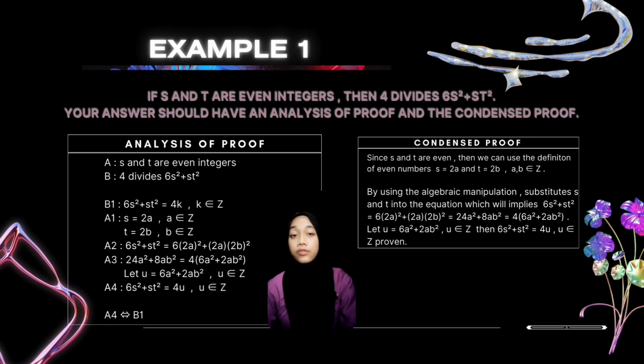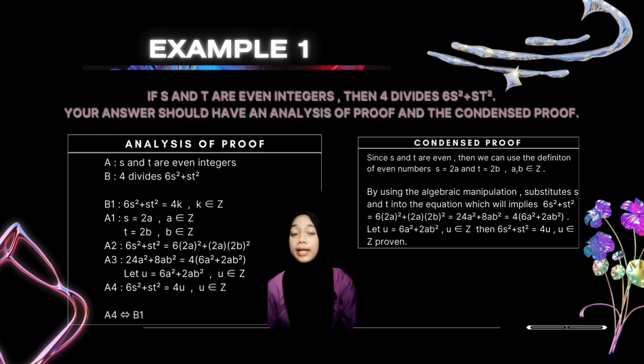Okay, so for B1, we're going to turn it into 6s squared plus st squared equals 4k, where k is an element of the integers. For A1, we're going to use the definition of even integers. So s is going to equal 2a and t is also going to equal 2b, where a and b are elements of the integers.